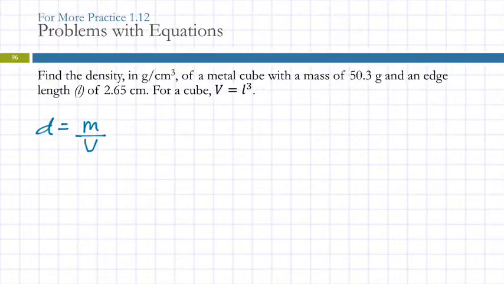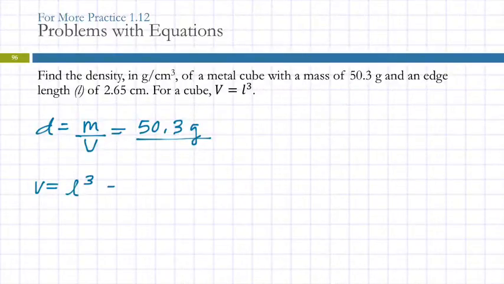So I need the mass and I need the volume. Well, they gave me the mass. Okay, so density is the mass, 50.3 grams, divided by the volume. They didn't give me the volume. They gave me an equation. Volume equals the length cubed. But they did give me the length. So I need to calculate that. 2.65 centimeters, and then that whole thing is cubed.